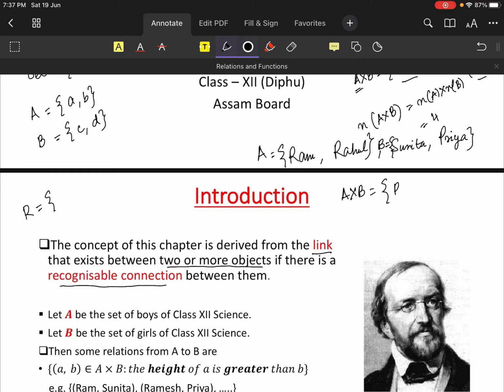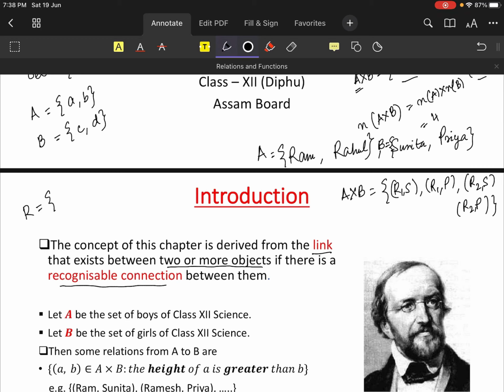So we have R1S, comma, R1P, comma, R2S, then we have R2P. This is the set of ordered pairs which we got by doing the Cartesian product of A and B, right? The ordered pairs which we got are Ram Sunita, Ram Priya, Rahul Sunita, and Rahul Priya. So this is the Cartesian product of A and B.